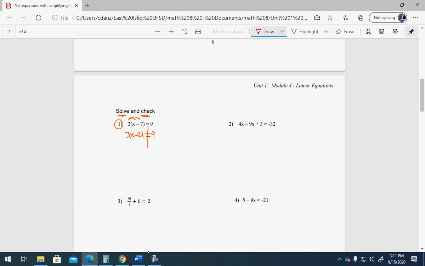So when I say the other side, I mean not the same side as where the variable is. So here on number 1, the variable's on the left side. I have to get the constants to the right side. So the plain old numbers. So I have to get rid of this minus 21 by using the addition property of equality. And it's the addition property of equality because I'm adding 21 to both sides. And it's staying equal. That's why it's a property of equality. I'm left with 3x on the left side, and 9 plus 21 is 30 on the right side. Next, I'm going to use the division property of equality because I'm going to divide both sides by 3. So x equals 10. And this is my final answer.